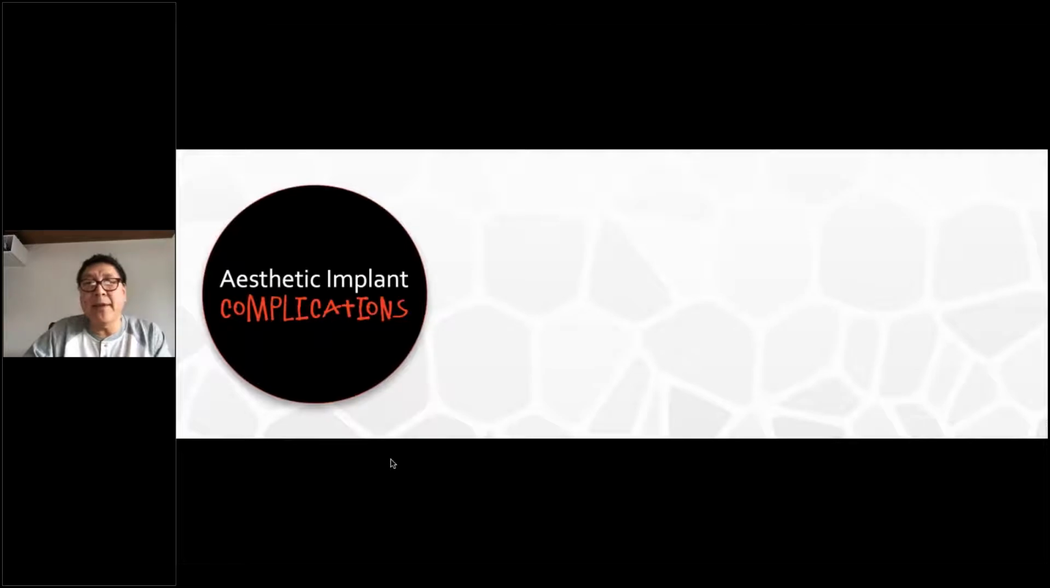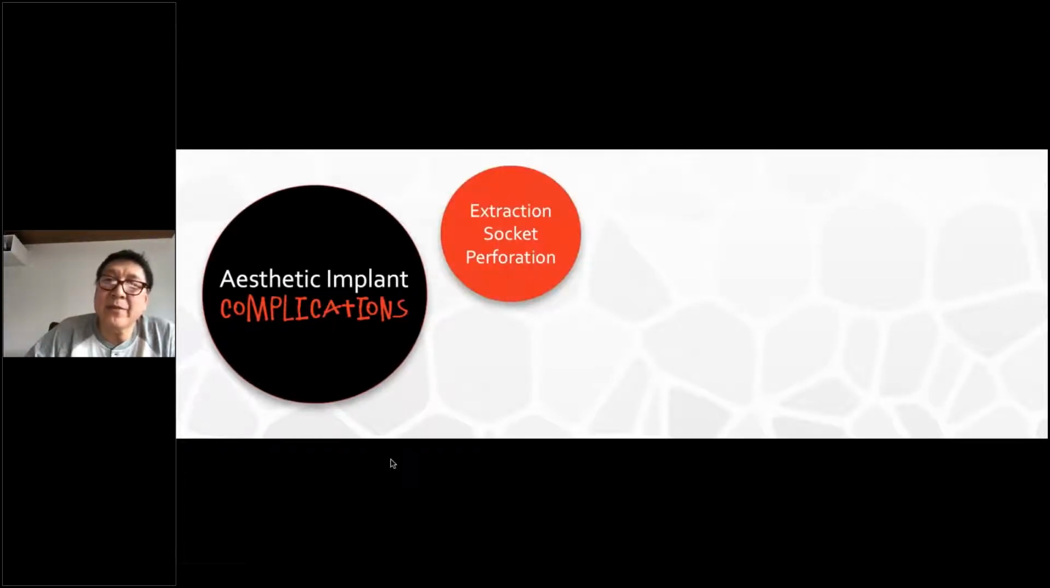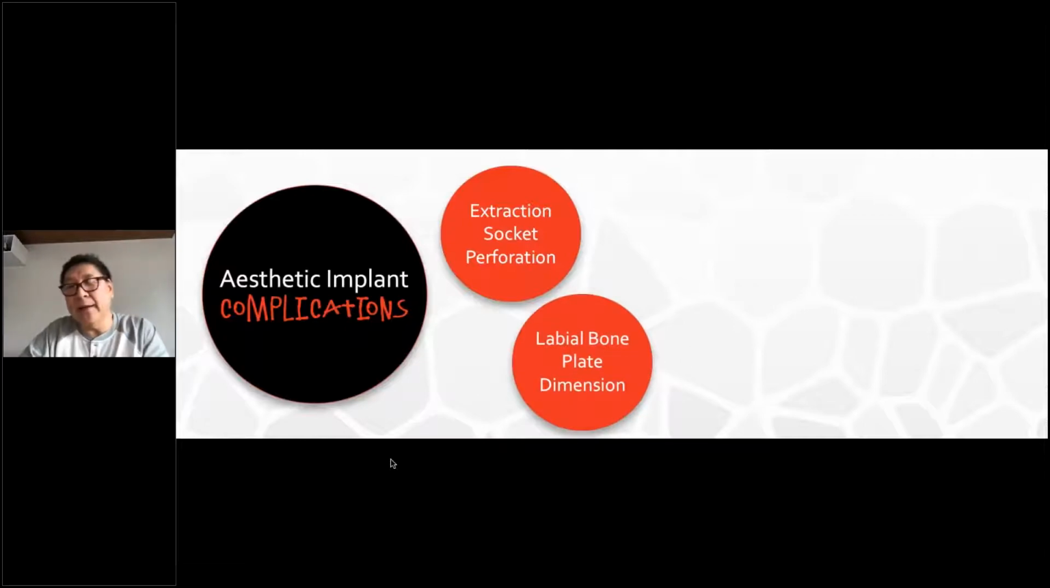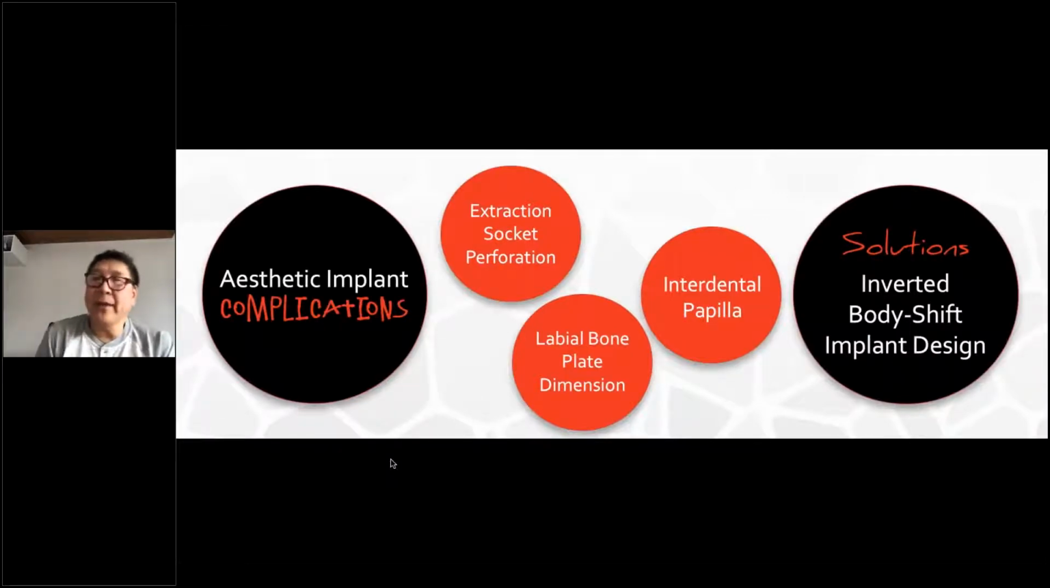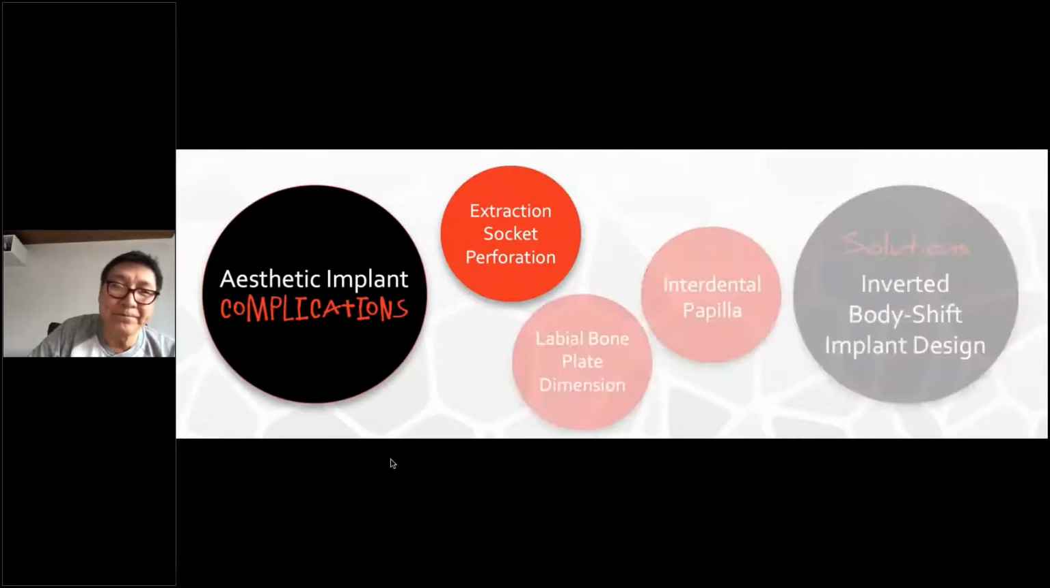So let's talk about aesthetic implant complications, and I'd like to focus on 3 points. One would be socket perforation in the anterior sockets. The second would be the dimension of the labial bone plate, and the third would be the interdental papilla. These are the 3 key factors associated with aesthetic complications. Of course, the title of the presentation is about the body shift INVERTA implant and how it can help us by changing macro shapes to enhance aesthetic outcomes.